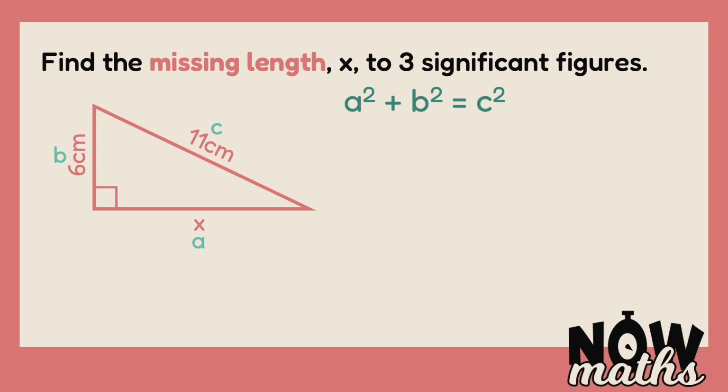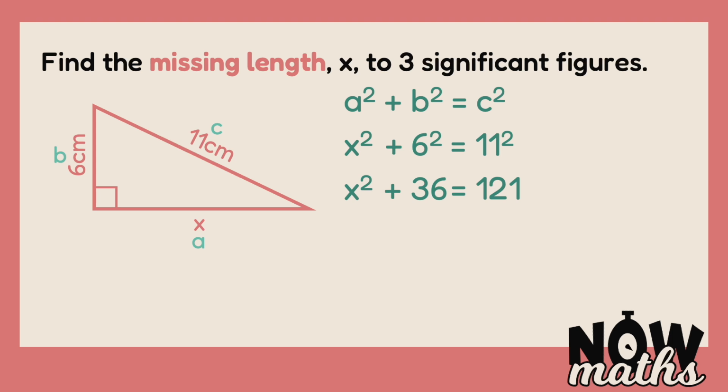So for us this time, a squared is going to be x squared, then b squared is going to be 6 squared, and then c squared is going to be 11 squared. Similar to previously, we can do a little bit of tidying up here because we can square the 6 and the 11. So the x squared we will leave as x squared. Then 6 squared is 6 multiplied by 6, which is 36. And on the right hand side, 11 squared is 11 multiplied by 11, which is 121.